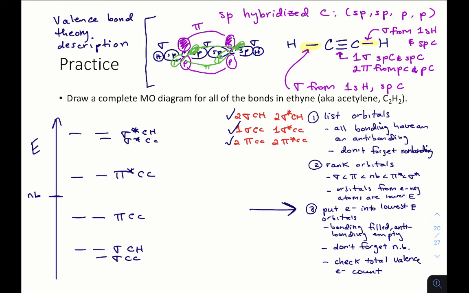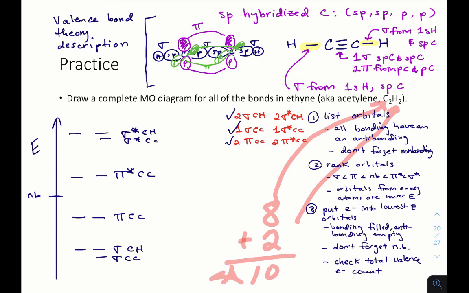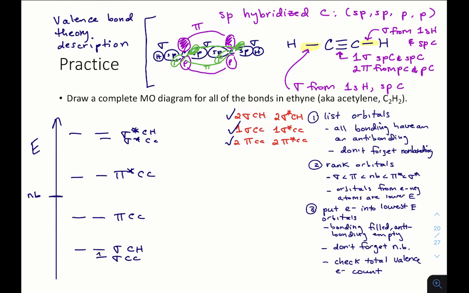Step 3, put electrons into the lowest energy orbitals. If we look at acetylene at the top of the slide, we see there are 2, 4, 6, 8, 10 valence electrons. We could also get that from the formula. There's 2 carbons, so there's 4 valence electrons from each of those for 8. There's 2 hydrogens, 1 valence electron from each of those, so 2. So that gives us 10 total valence electrons in the molecular orbitals. Putting those electrons in the lowest energy orbitals results in a diagram that looks like this.